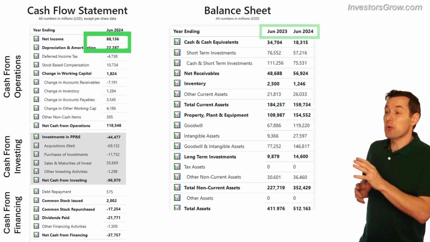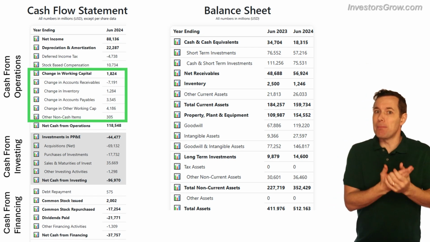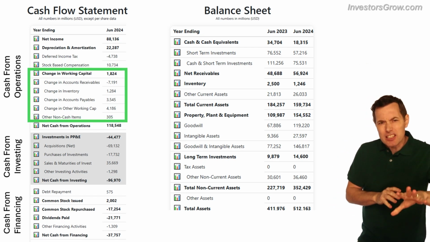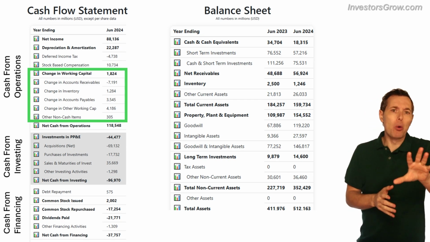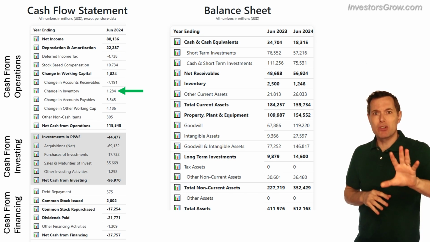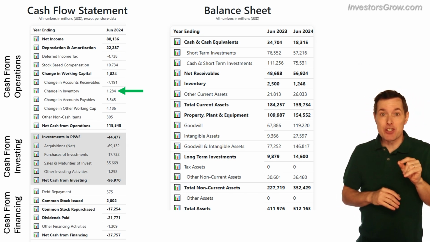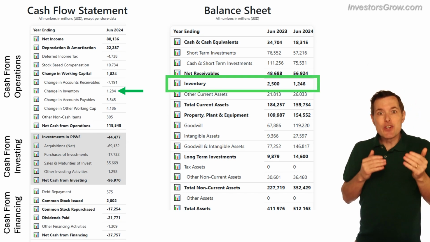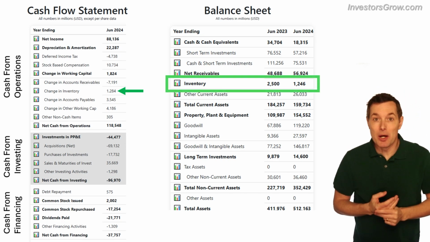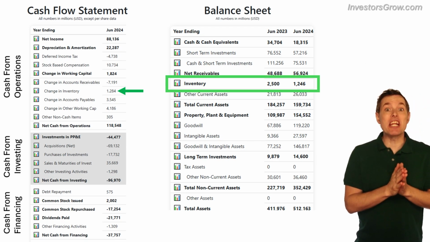Okay, then we come down to our changes in working capital section. All of these numbers come from the balance sheet. Just to illustrate how one would work, they all work the same way, and we'll come to the individual line items in a second. Let's look at the change in inventory. This change in inventory looks at the inventory line on the balance sheet. Now we can see that the name on the cash flow statement is change in inventory.